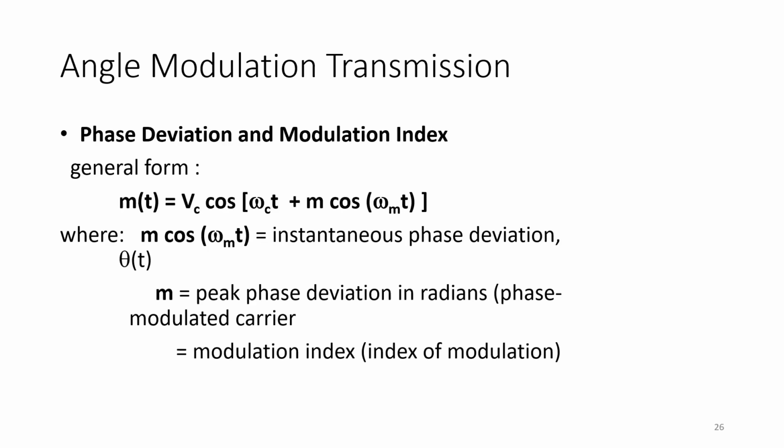Okay, so we have here phase deviation and modulation index. For the general format, we have Vc cosine(omega_c t plus m cosine omega_m t). So your m cosine omega_m t here is the instantaneous phase deviation, or theta(t), if you remember our first formula. m is the peak phase deviation in radians for a phase modulated carrier. This is also the modulation index, or the index of modulation. So m cosine omega_m t is the instantaneous phase deviation, while m is the modulation index.